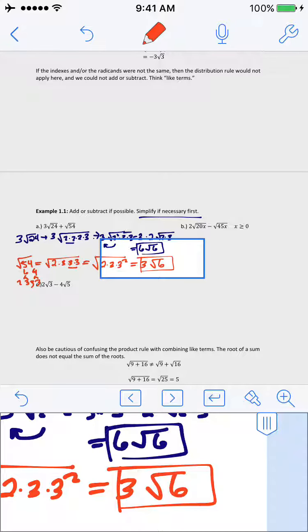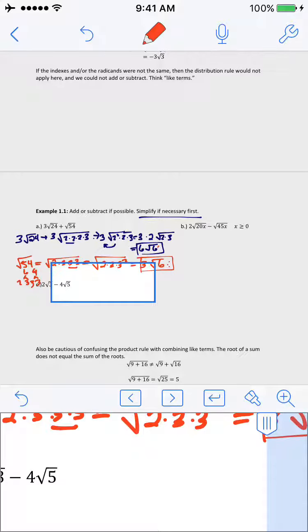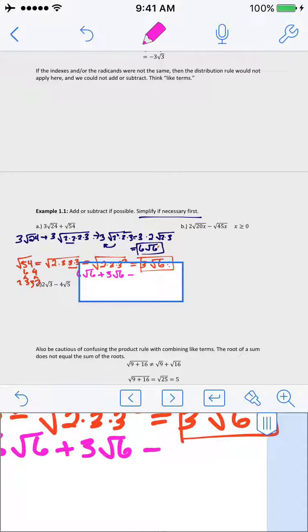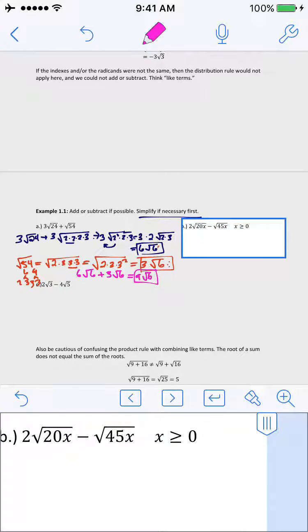Now I see that I can add them because they have the exact same radical, right? So it would be 6 root 6 plus 3 root 6. That ends up equaling 9 root 6. So I can add them once I make the radicals the same. 9 root 6. Let's try it again with some variables.